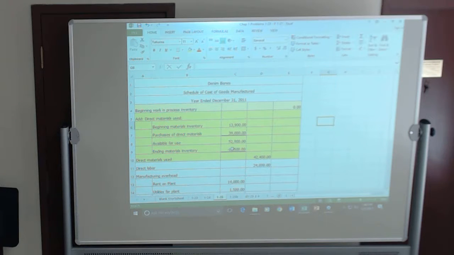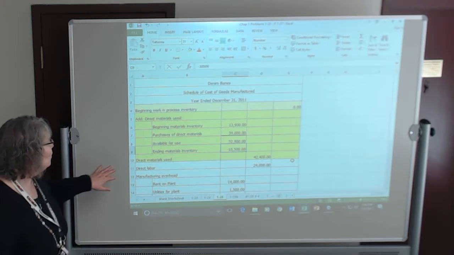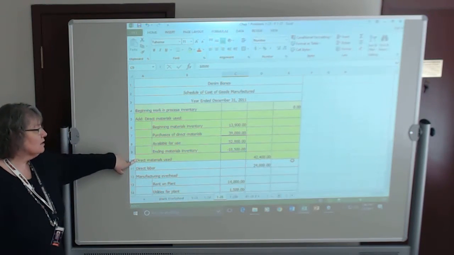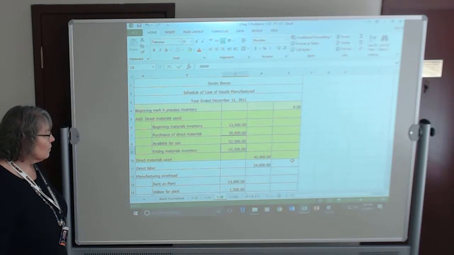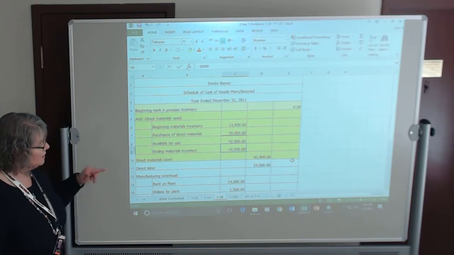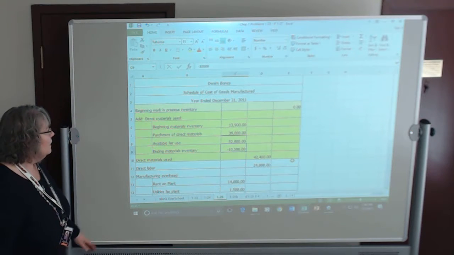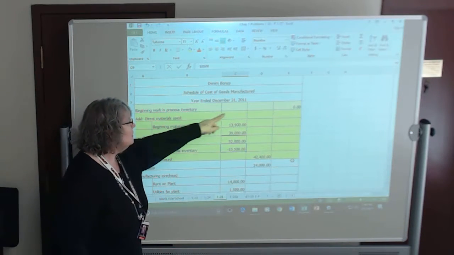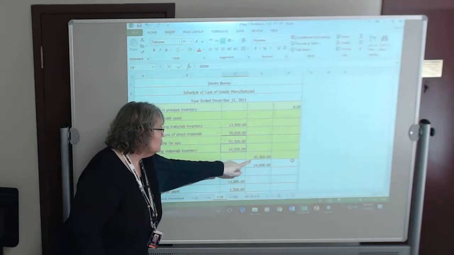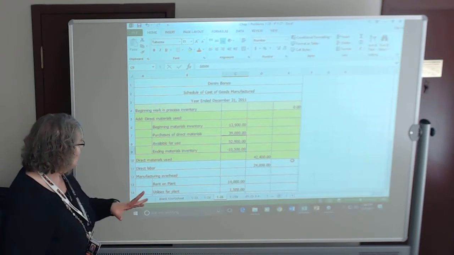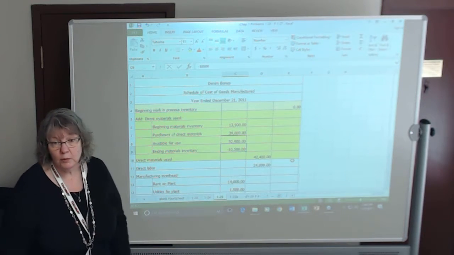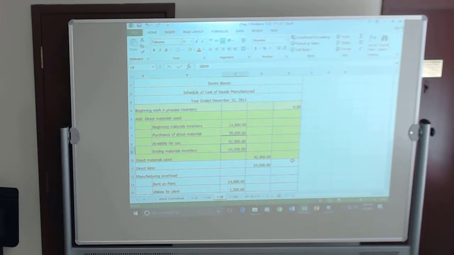This minus is the same thing as before. The minus doesn't belong there. It's not a negative number. I put it in there just to confuse you. No. And so the total direct materials used was $42,400. That's 52.9 minus 10.5. Now we had nothing to start with, so we have $42,400 worth of materials that we used, and our direct labor, the labor that was paid out to make the dog bones, was $24,000.